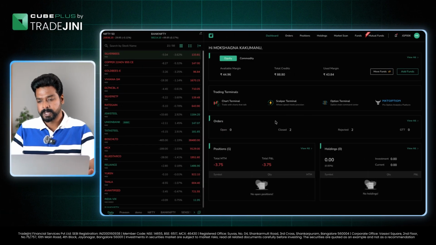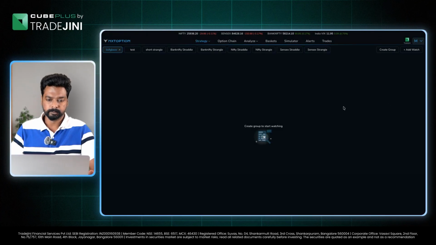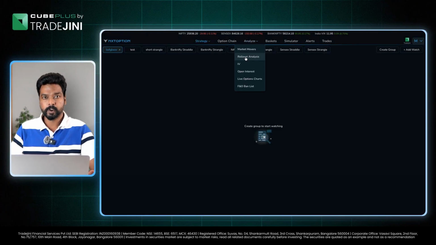This is the CubePlus page. Click on NXTOption. Click on Analyze. And the second option that's available is Rollover Analysis.